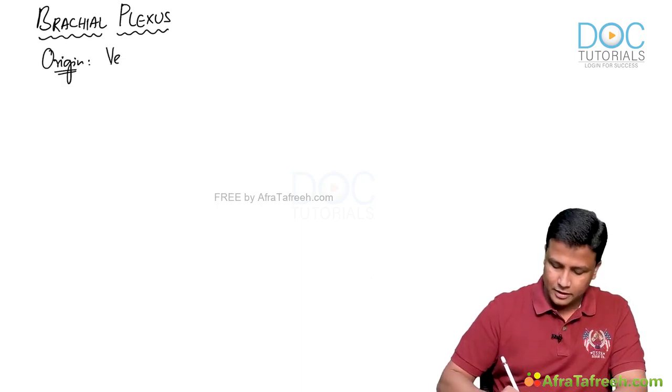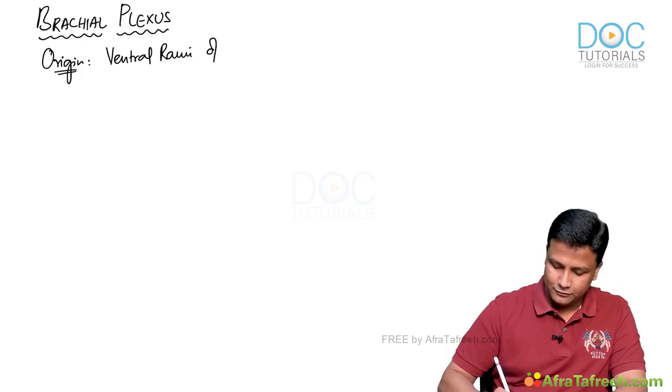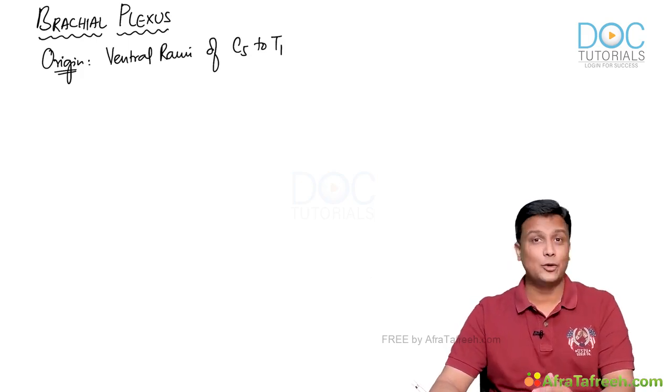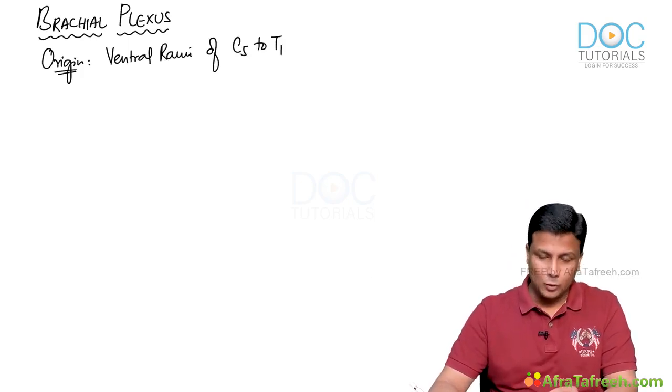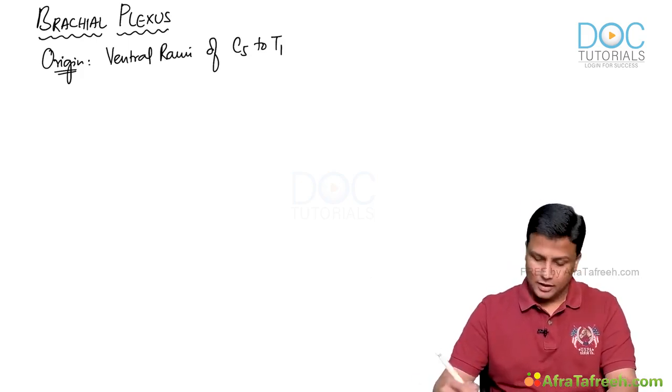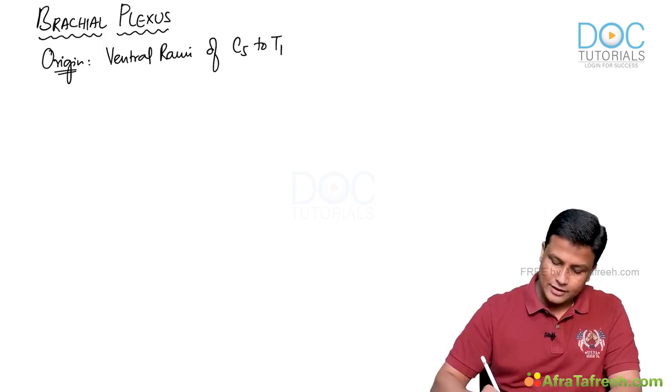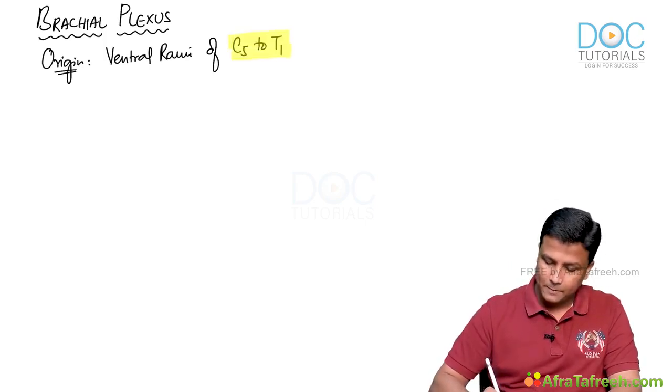Brachial plexus, remember, is originating from ventral rami of C5 to T1. It's originating from ventral rami of C5 to T1. Now in this, first of all, let us try to understand what is this C5 to T1, guys.